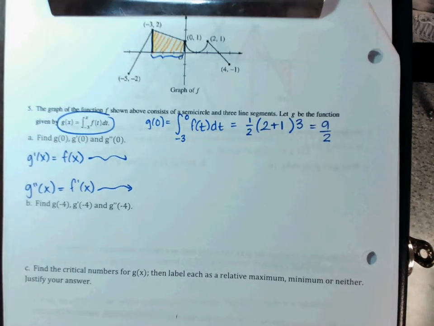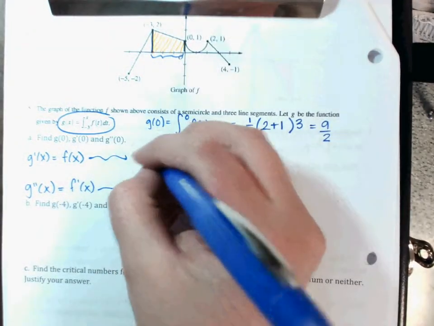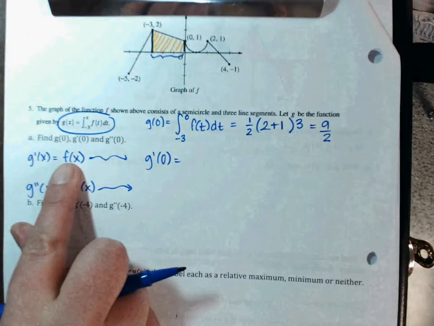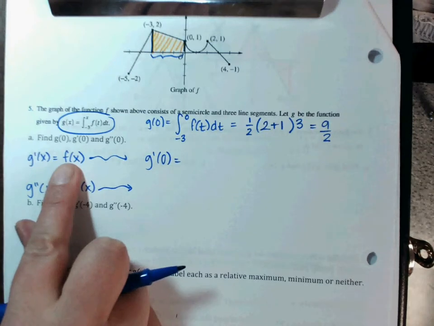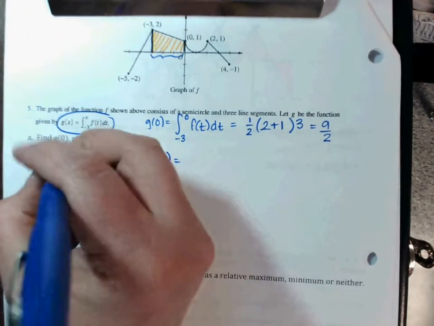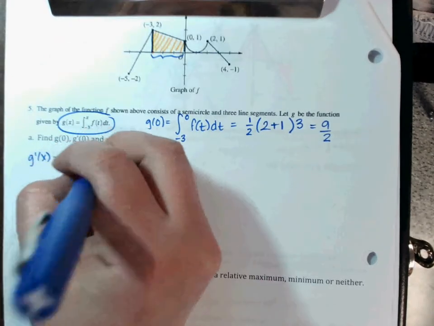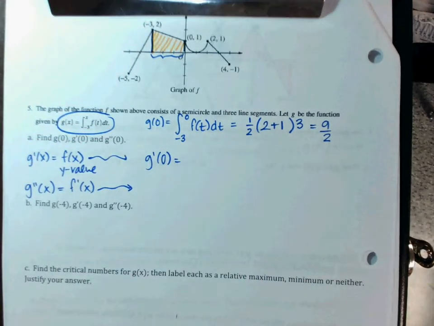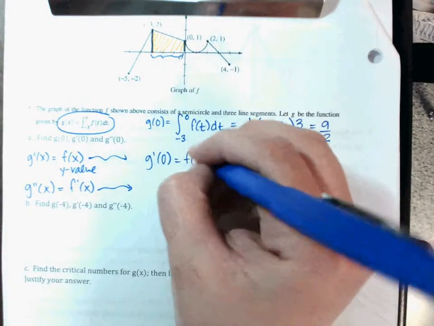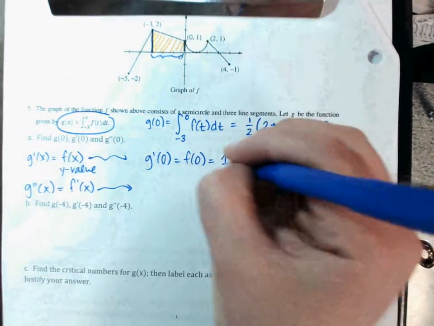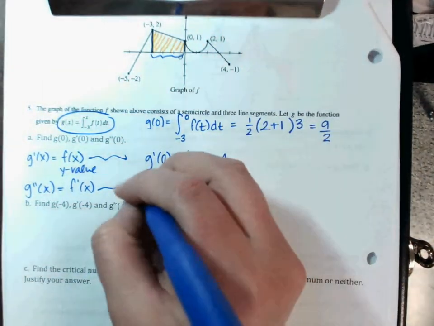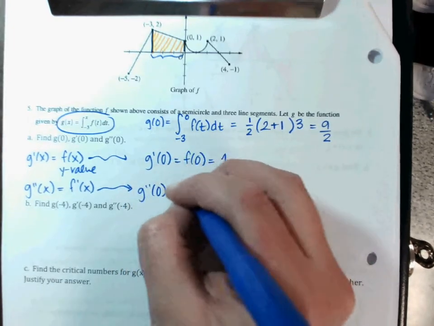Okay, so we're here. We want G prime of 0. But then we know that that's really f of x, which is in the graph. It's not area, it's the y value. Perfect. Okay? So look at your graph. What is G prime of 0 if it's really just f of 0? 1. Good. Okay, then next I want G double prime of 0, which is really f prime of 0.